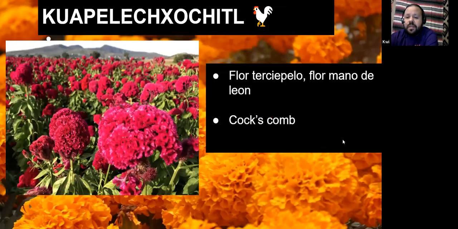If you've noticed, maybe around social media or in a documentary, there's another flower that's used. And this is the Cuapelechochitl. Cuapelech is rooster. So flowers in Nahuatl are categorized by how they look. Sempoalxochitl is in the sense that it has a lot of flowers, 20 flower. But this one looks like a rooster, in the Nahuatl cosmovision, the Nahuatl worldview.